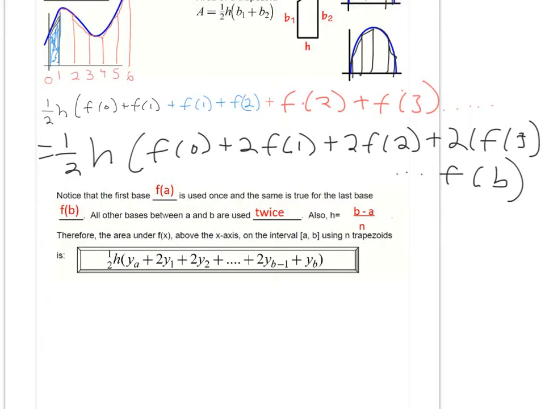Also, b minus a over n is the height, otherwise known as the width of each little trapezoid. So here we go. Here is our area under the curve using n trapezoids. Now, n trapezoids, this is just the number of trapezoids.